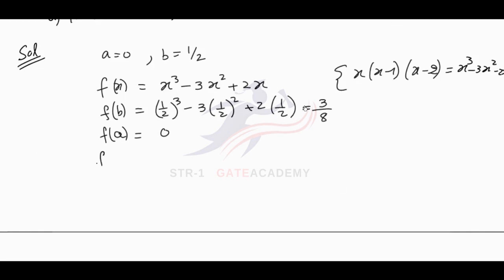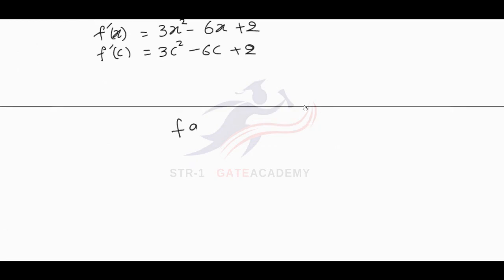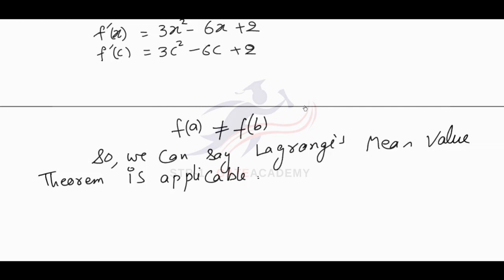Now we also need f dash of x. F dash of x will become what? Differentiation of x cube will become 3x square minus 6x plus 2. So f dash of c will become how much? Just the variable is changing, so 3c square minus 6c plus 2. Now you can see that f of a is not equal to f of b. So we can say that Lagrange's mean value theorem is applicable, isn't it? Right? So if it is applicable, let us apply.